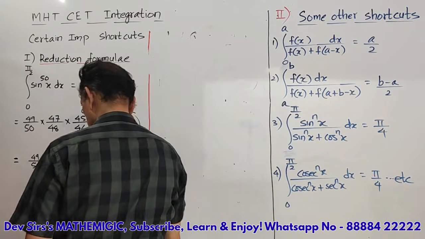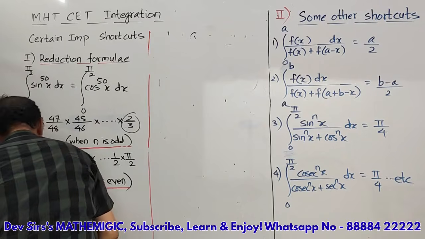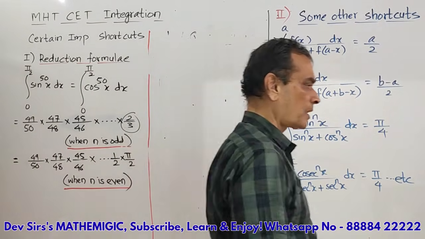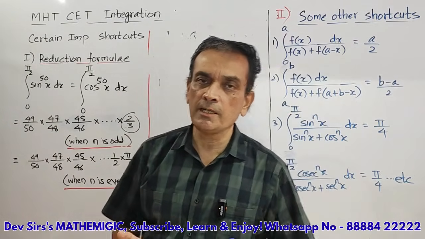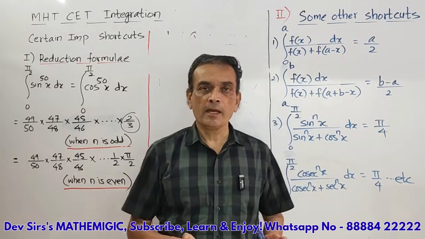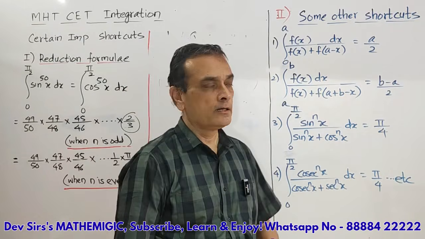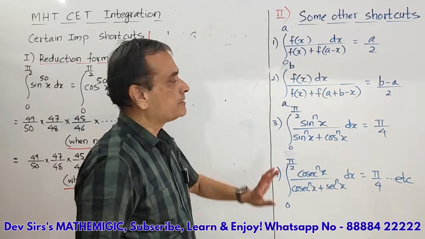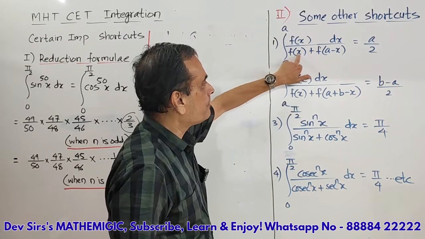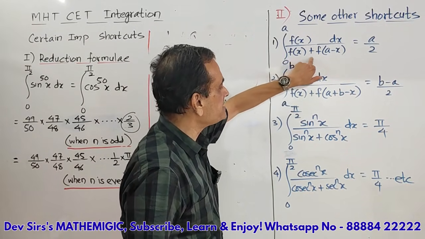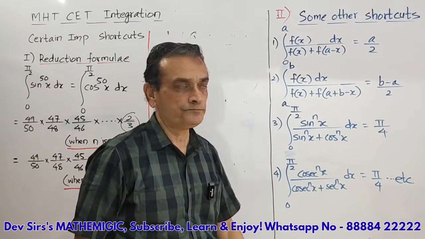Okay, let's straight away go to the formulae. Now this is based on property 5, which we have learnt earlier in the boards. At that time the method was lengthy. How do you recognize it is 0 to a? f(x) upon f(x) plus f(a minus x).